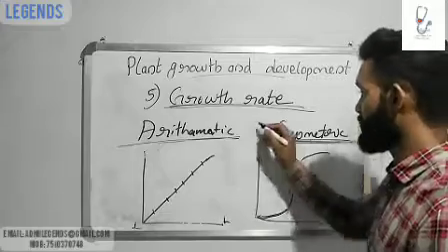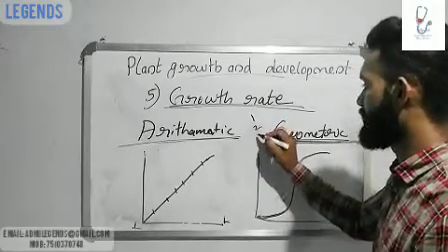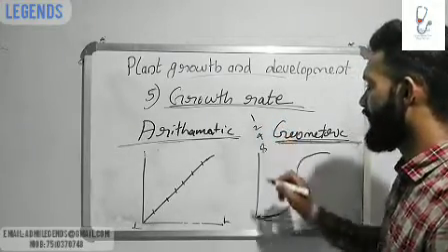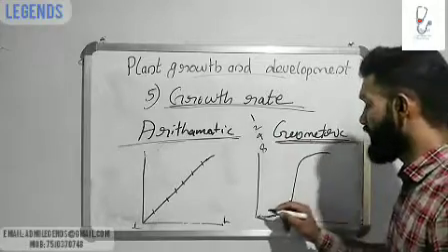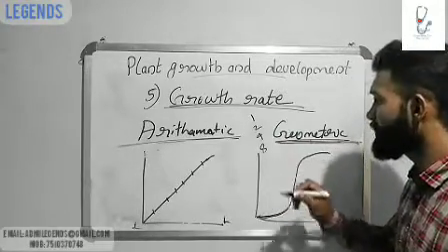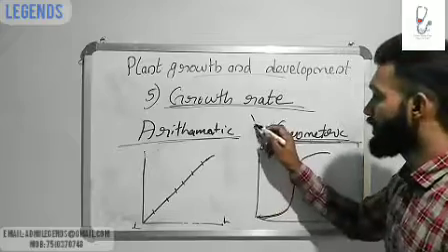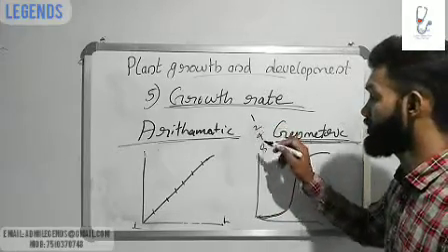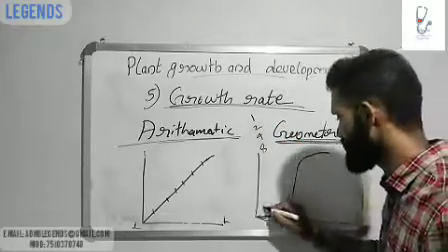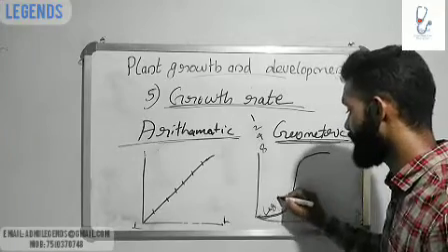In the first stage, one cell is dividing into 2, then into 4, then into 8. At that time, we can say that in the first stage, this is slow growth. One cell is dividing into 2, then 2 into 4, like that. So we can say that the first stage is the lag phase.